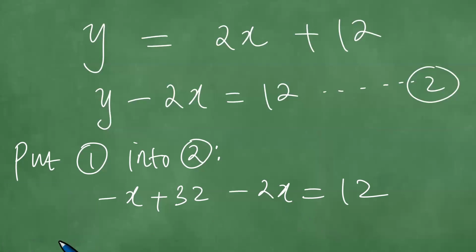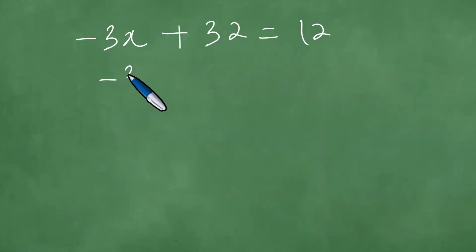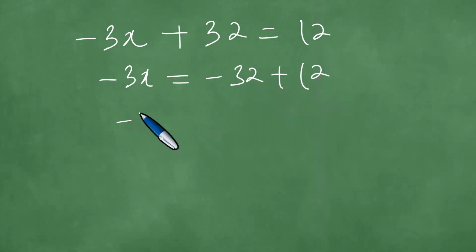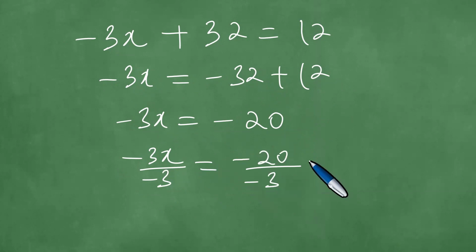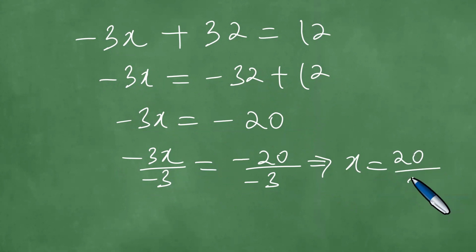Minus 3x plus 32 is 12, and we have minus 3x, which is the same as minus 32 plus 12, which is minus 20. At this point you have minus 3x equals minus 20, you divide by minus 3, and the result is x equals 20 out of 3. Just note that x is 20 out of 3.